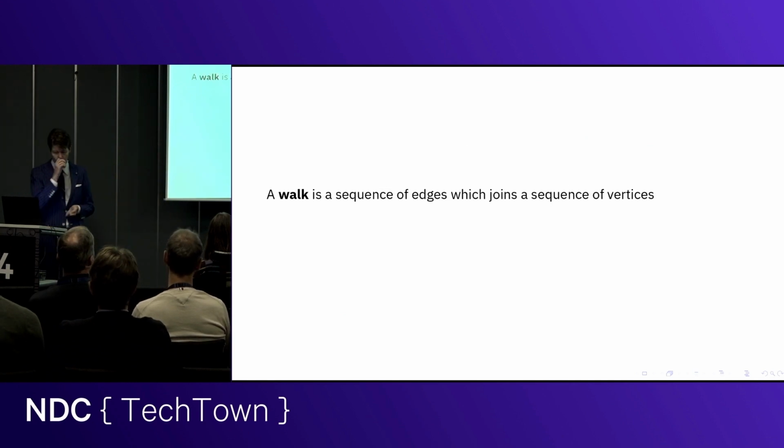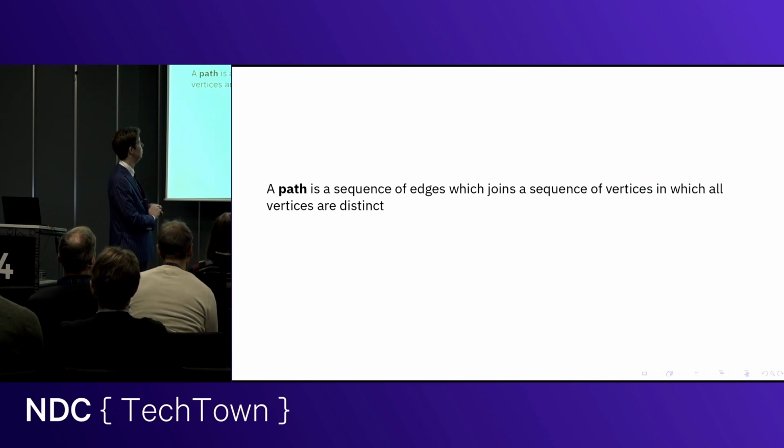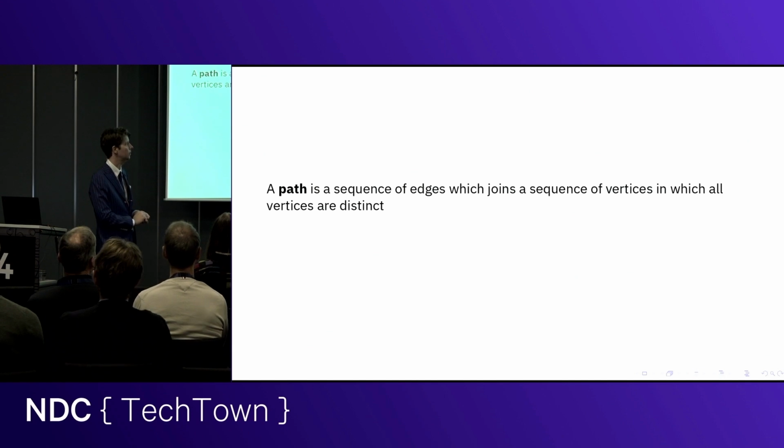Some more computer science. A walk is a sequence of edges which joins a sequence of vertices. Okay? Hopefully this is all familiar from uni. Whereas a path is a sequence of edges which joins a sequence of vertices in which all of the vertices are distinct. I just realized now I used node earlier and vertex and vertices now. They're synonyms. Mean the same thing. So okay. A path is a sequence of edges which joins a sequence of nodes in which all nodes are distinct.